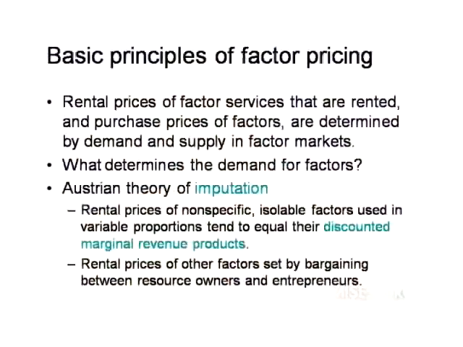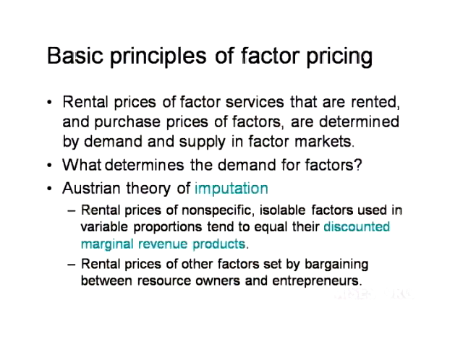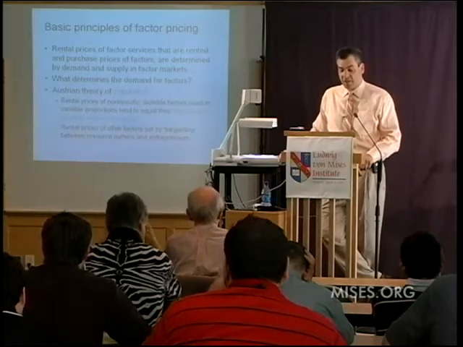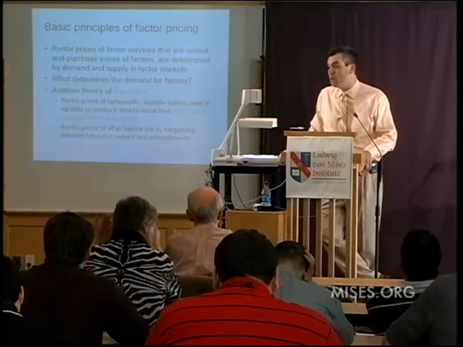Rather, we rely on one of the great contributions of the Austrian economists, starting with Menger and Böhm-Bawerk and Wieser and others whom we've talked about, which is what's typically called the theory of imputation. We'll talk about imputation in more detail in just a moment. But the theory of imputation tells us that the rental prices of particular factors of production, non-specific, isolable factors used in variable proportions. Wow, that's a mouthful. I'll explain in just a minute what non-specific, isolable, and variable proportions mean.